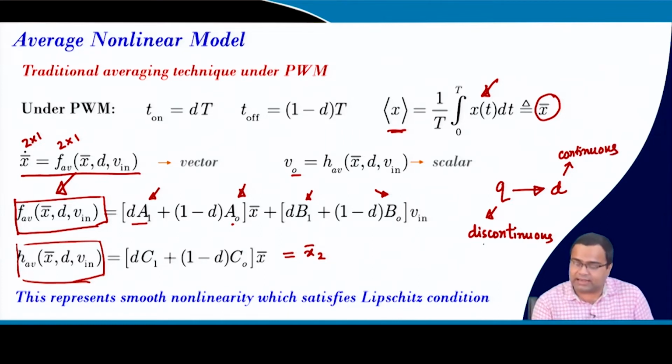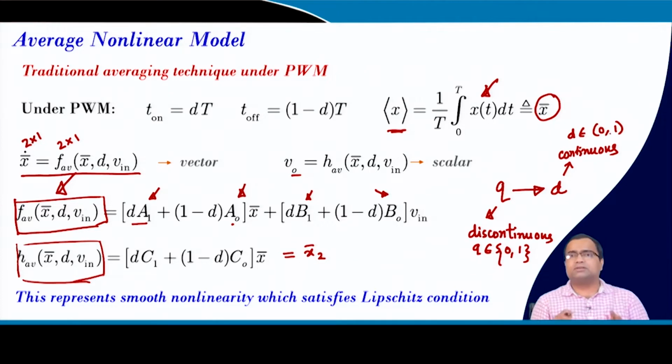And in that case, q can take the discrete values 0 and 1, whereas d belongs to the open interval of 0 to 1, because we are not considering the extreme cases. That means d equal to 0 and d equal to 1 we cannot take, because then it will not behave like a DC-DC converter. If we operate either fully on or fully off, then we will not get the desired output voltage. Okay? So, we need a switching operation.